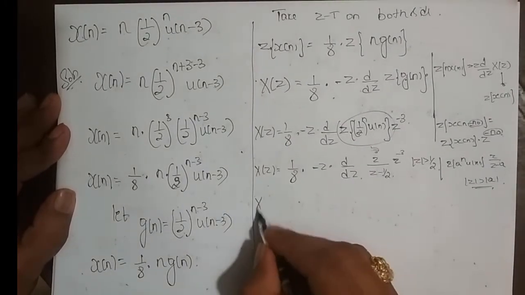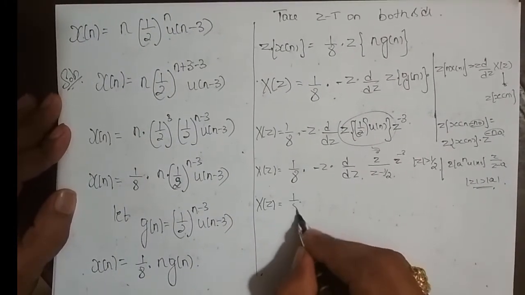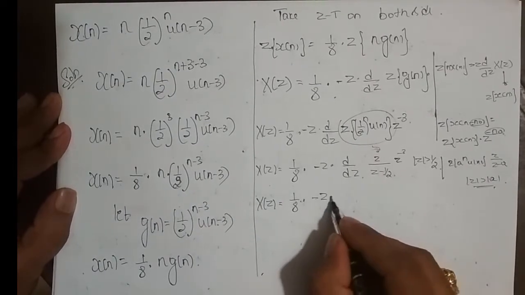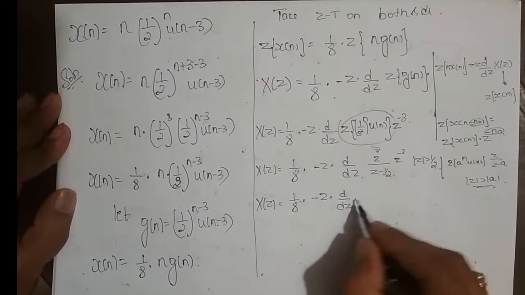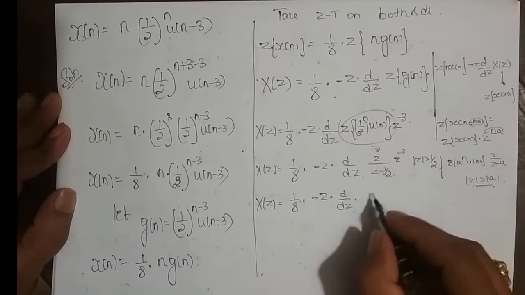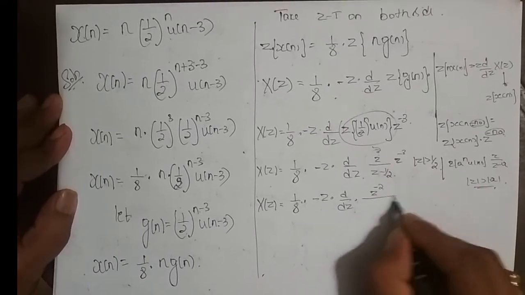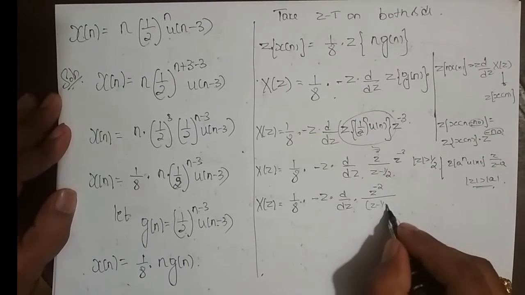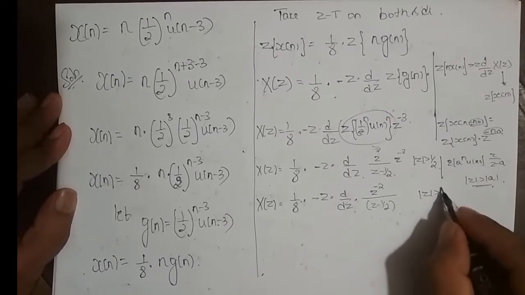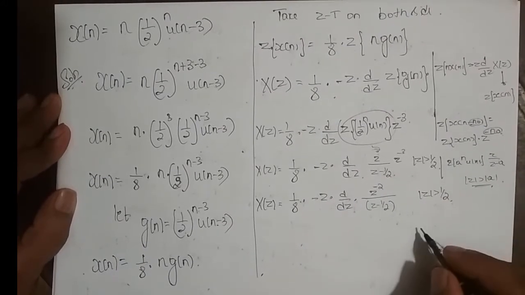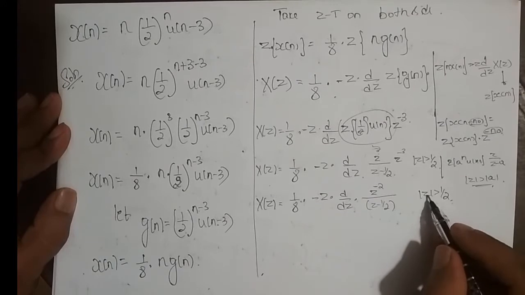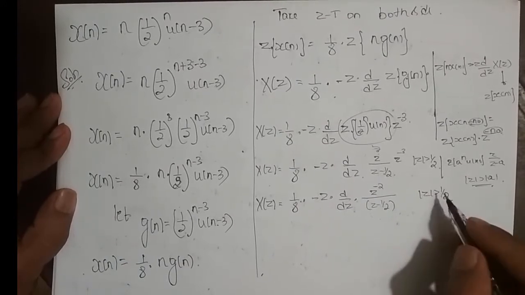Fine. So x of z is equal to 1 by 8 into minus z into d by dz of z power minus 3 times z, that is z power minus 2, whole divided by z minus 1 by 2, with magnitude of z greater than 1 by 2. I have to carry the ROC. Unless I touch the z, the ROC remains the same.